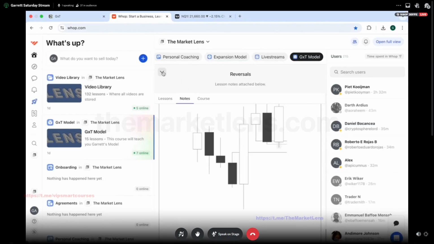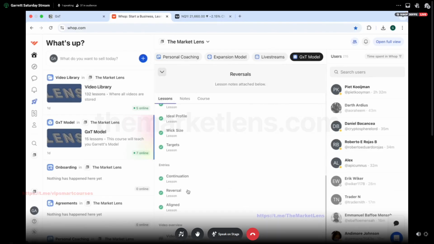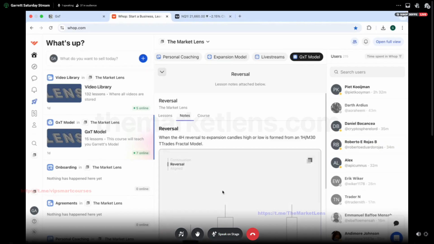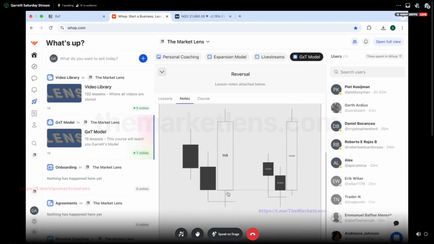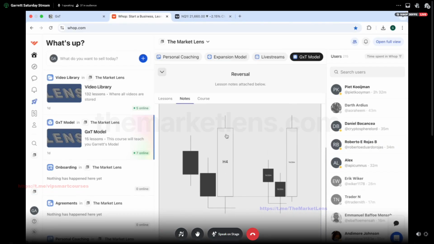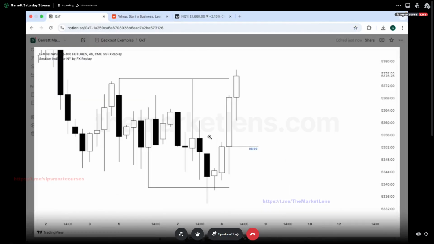I'm going to add this into this section, reversals, because it just shows here a reversal into expansion, but I also need to show just a continuation candle, right? Just an expansion candle, which is this right here. It's not a reversal into expansion. But a reversal section just highlights that the low of a 4-hour candle is formed from a lower time frame reversal, right? A lower time frame fractal model, right?